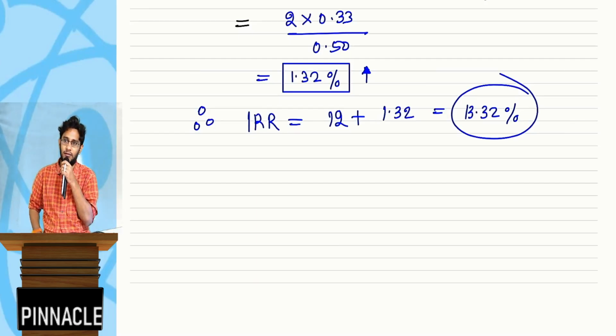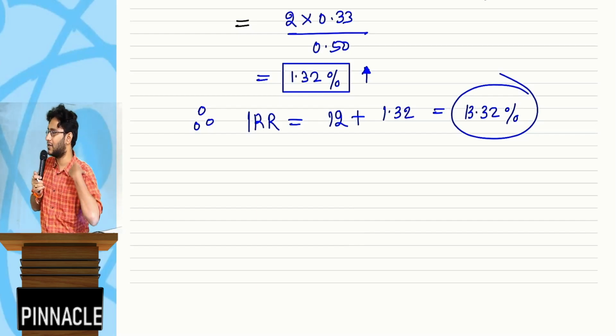Sir, which one is correct? This one. The nearer you are, the smaller the gap, the more accurate the answer will be. I did interpolation on 12 and 14. If you do interpolation on 13 and 14, you will get a much more accurate answer. It is better than this. So how much less the gap is, that much accuracy will be there. This is IRR calculation, basics.